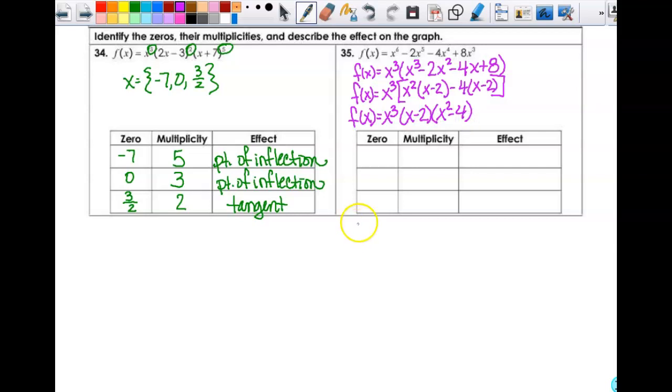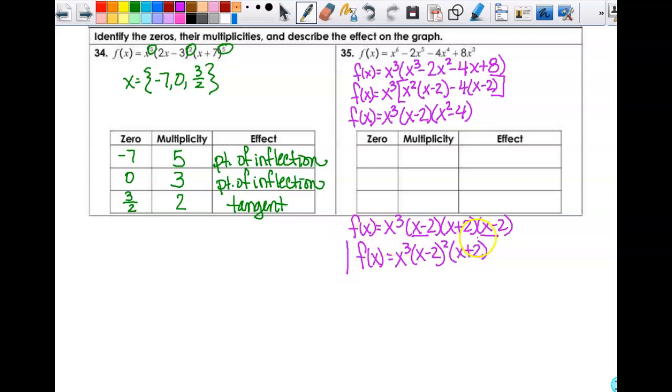And I can keep going. So f of x is equal to x cubed times (x minus 2) times (x plus 2) times (x minus 2). Well, these two are the same. So this should be f of x equals x cubed times (x minus 2) squared times (x plus 2). If you don't actually condense it like that, you are likely to not pay attention to one of your multiplicities. I would also go back and make sure you can factor and look at the one that's like this on the quiz. So then from this, my zeros are plus or minus 2 and 0.